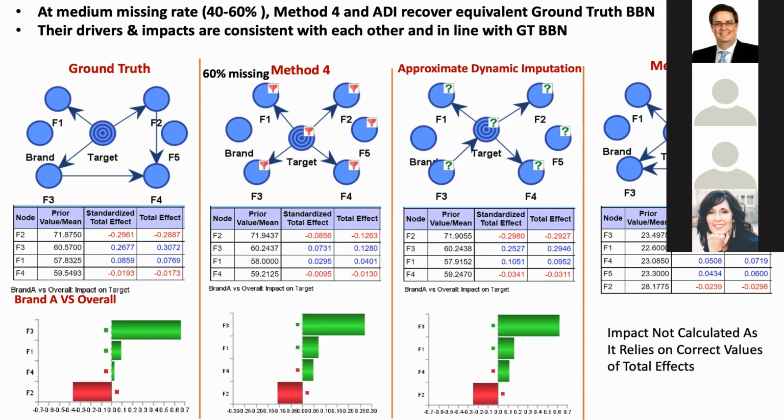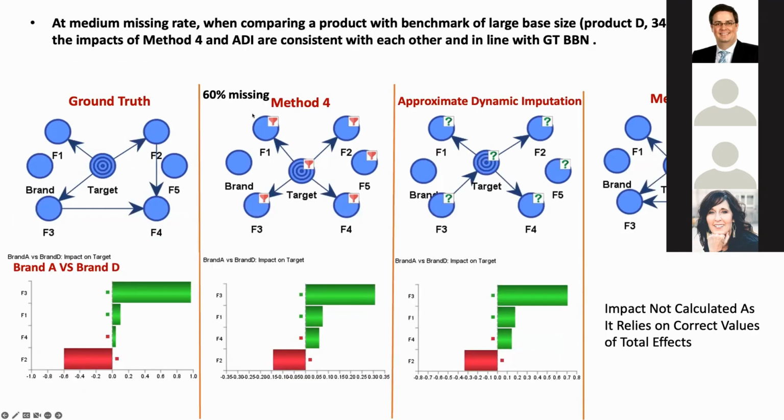And then at medium missing rate, if you wanted to benchmark this again, calculate the impact of brand A versus brand D. Brand D is a larger brand, right? Again, you can recover the impact versus the ground truth. They're quite nicely. I didn't show brand A versus brand B. If you do versus brand B, you're gonna have the issue. Some of the impact will flip sign essentially.